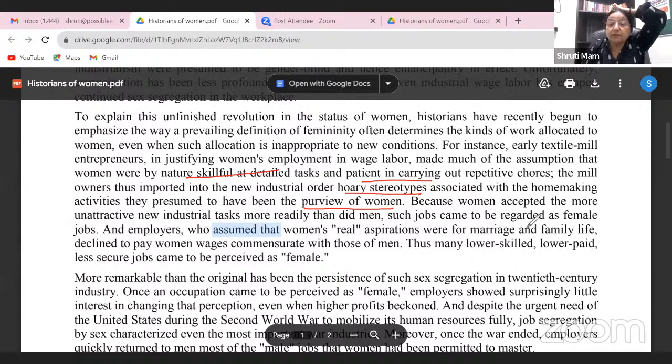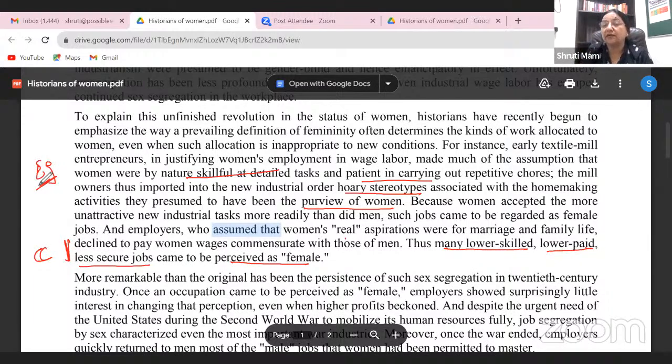Jobs came to be regarded as female jobs, and employers assumed that women's real aspiration was for marriage and family life, and declined to pay women commensurate wages. Thus, many low-skilled, lower-paid, less secure jobs were perceived as female. Can you see here? Segregation of women: it gives an example of textile owners who gave them repetitive work. Gradually, what happened? They thought the main aspiration of women was married life, so they declined to pay wages. So many lower skilled, lower paid, less secure jobs. Look at the conclusion of this part of that example.